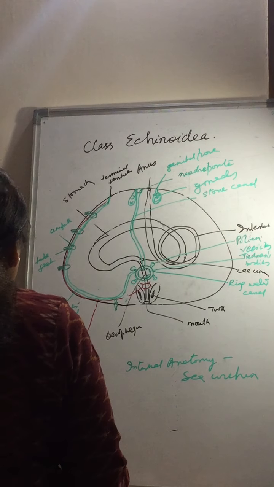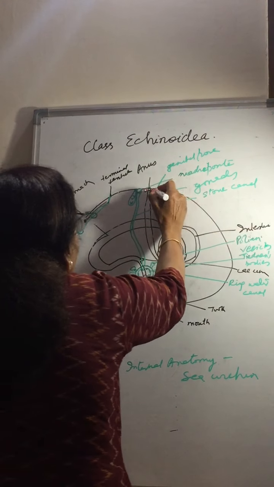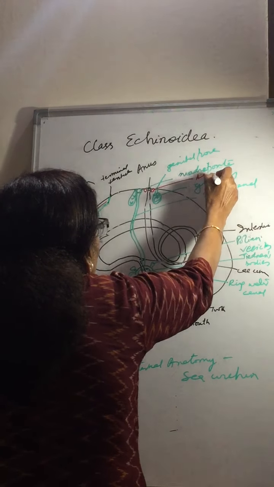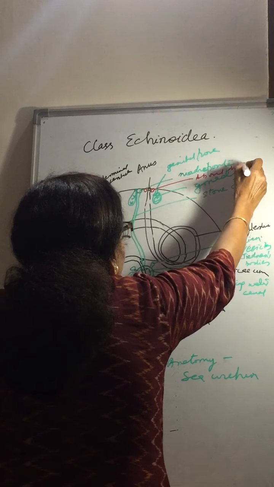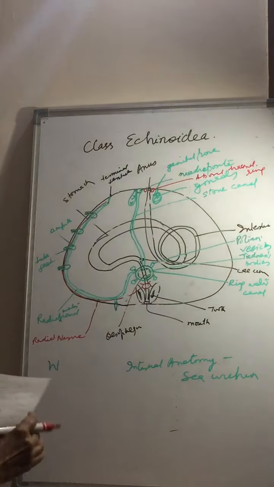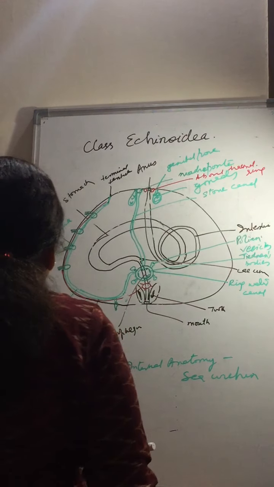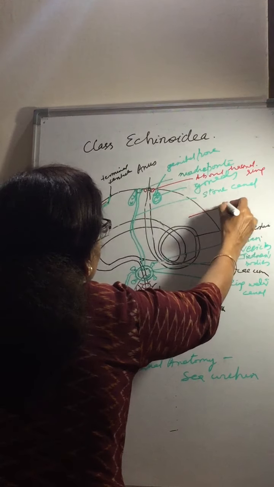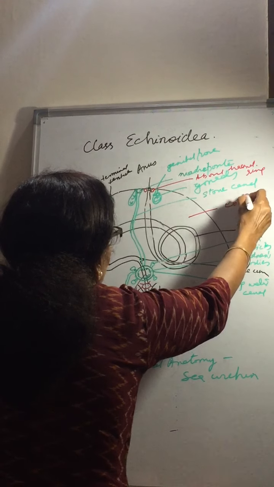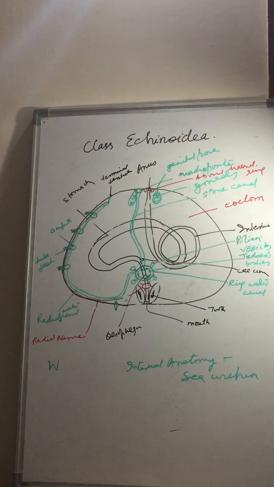And then we have the aboral hemal ring which is present here. This is the aboral hemal ring which is there, and it has a spacious cavity which is known as coelom.